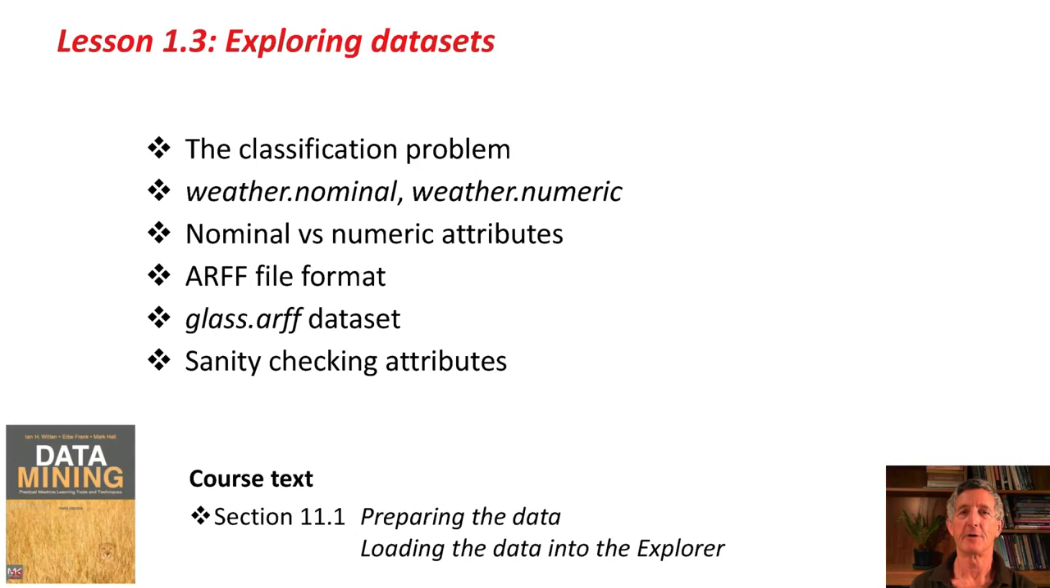That's it then. We've looked in this lesson at the classification problem. We've looked at the nominal weather data and the numeric weather data. We've talked about nominal versus numeric attributes. And we've talked about the ARFF file format. Looked at the glass.arff data set. And I've talked about sanity checking of attributes and the importance of getting down and dirty with your data.